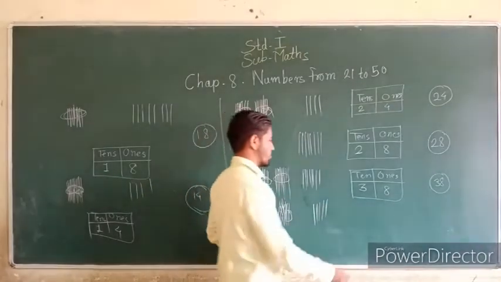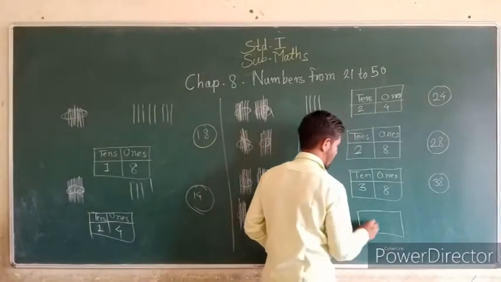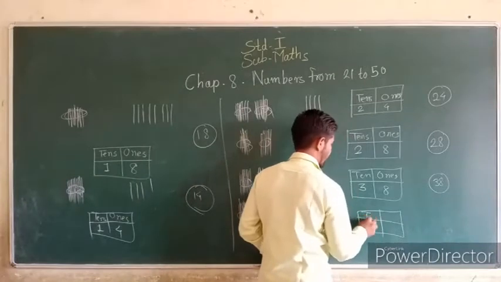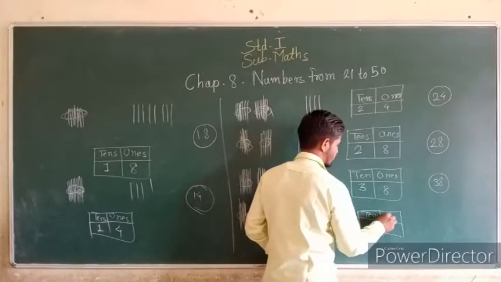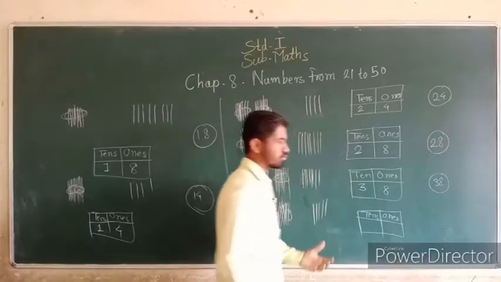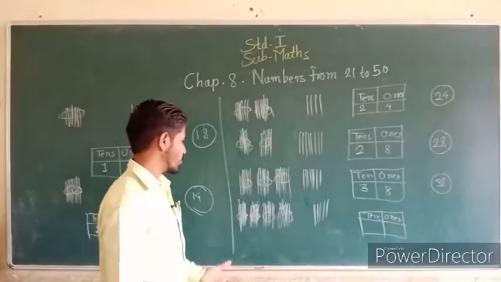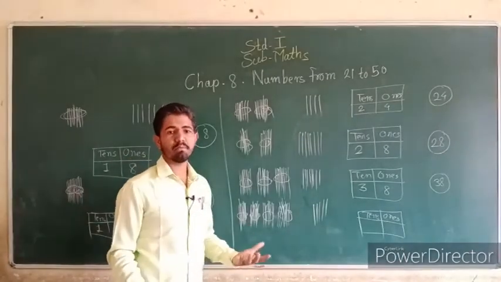Okay students, so we have to write the first box. In that box we have 2 columns. In those 2 columns we have to write tens and ones. So first one, what we have to do? First one we have to count the bundles of tens. How many bundles of tens?